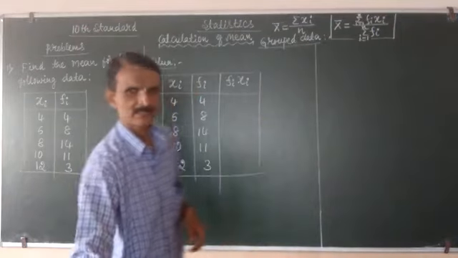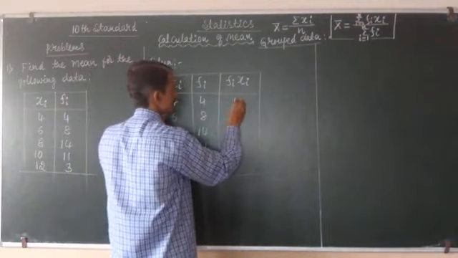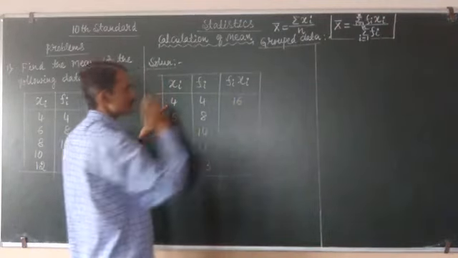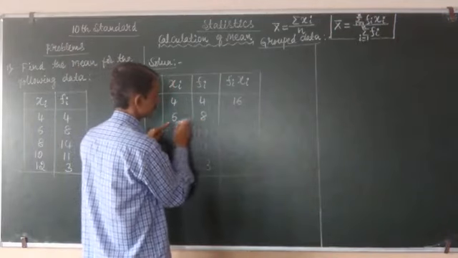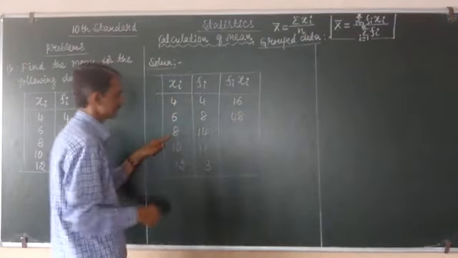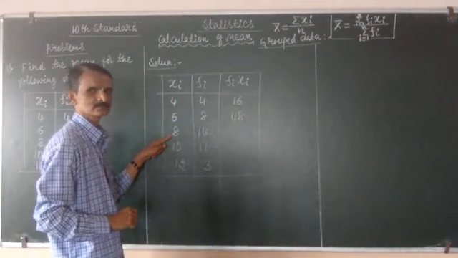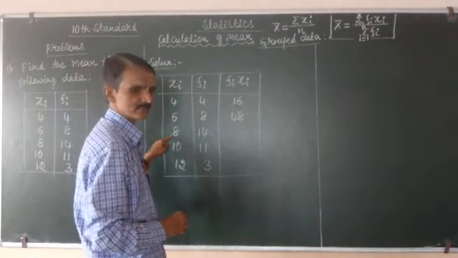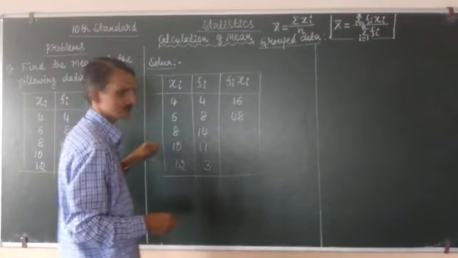So 4 4s are 16. So fi into xi or xi into fi. So 8 6s are 48. So 14 8s are 112.